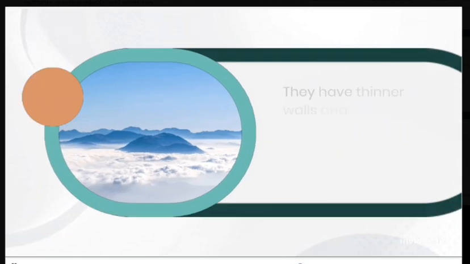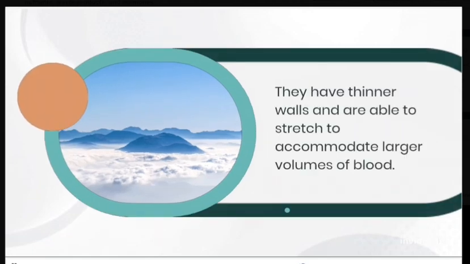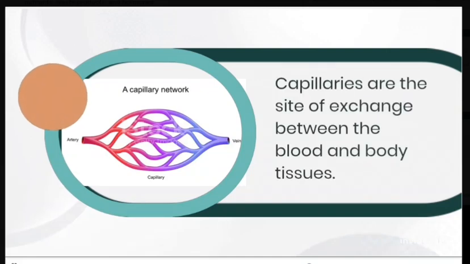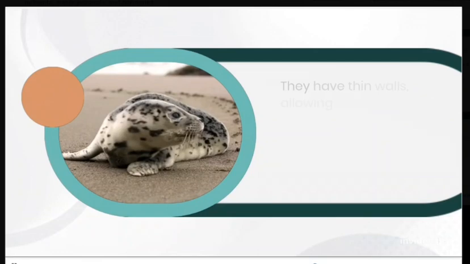Capillaries are the site of exchange between the blood and body tissues. They have thin walls, allowing for the exchange of oxygen, nutrients, and waste products between the blood and body tissues.